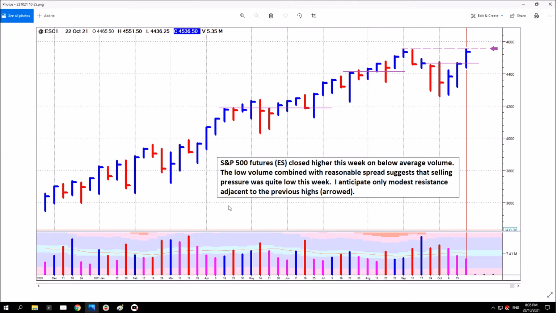The S&P 500 closed higher last week on below average volume, so it floated up pretty much on a lack of selling pressure. The low volume combined with reasonable spread suggests that selling pressure was quite low this week. I anticipate only modest resistance adjacent to the previous highs. That's because the previous highs are made up of fluff. There wasn't much in it.